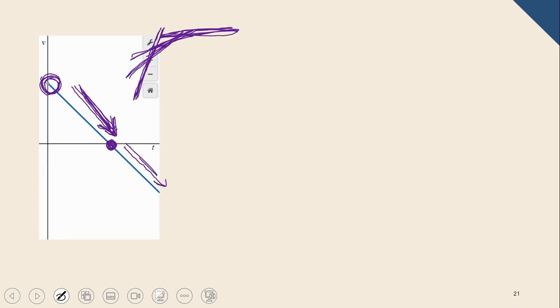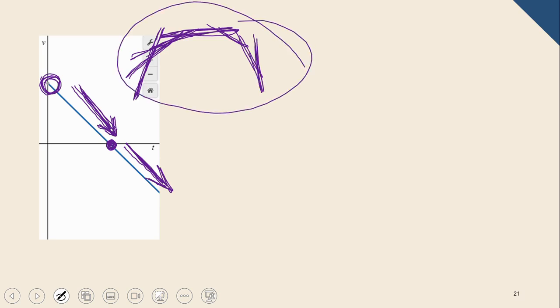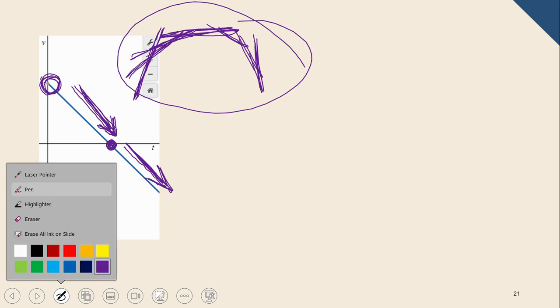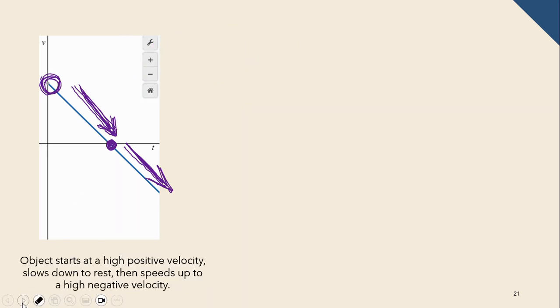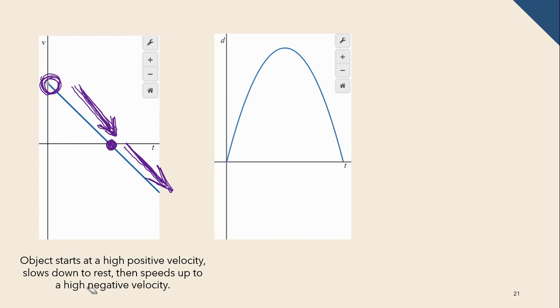And then our graph starts speeding up in the negative direction again. So we're going to gradually get steeper and steeper with our slope, and it's going to be negative now. Now, what shape, roughly, does this look like? If you're thinking parabola, you're right. Our displacement time graph is going to look like a parabola, something like this.